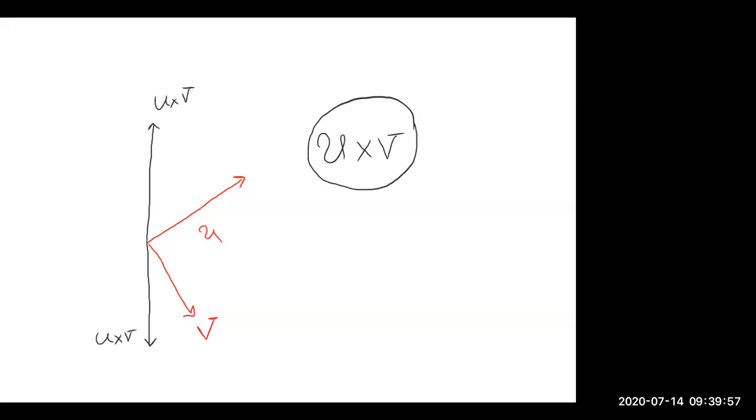Now, u and v don't need to be orthogonal to each other. Thank you for the question. The question is whether u and v themselves need to be orthogonal. No. For example, suppose u and v are like this. It still doesn't matter.